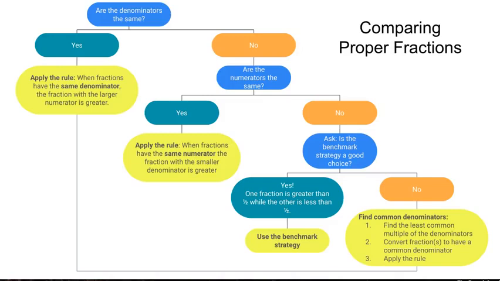In this final video, we are going to talk about the strategy to compare fractions when there are no common denominators or numerators and the benchmark of 1/2 doesn't work. To compare the fractions, I must make equivalent fractions by finding common denominators and converting my original fractions. Then I can apply the rule from video 2 when fractions have the same denominator. The fraction with the larger numerator is greater.